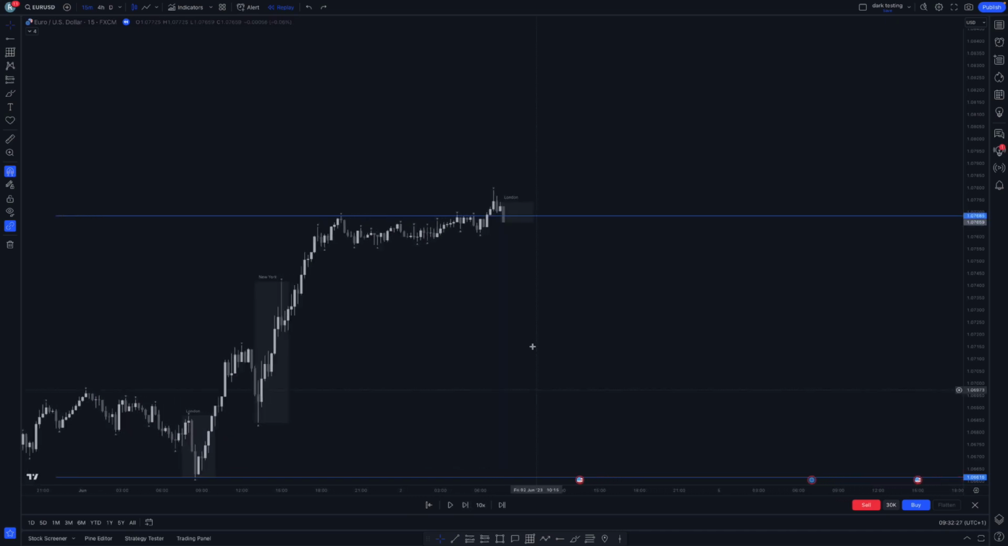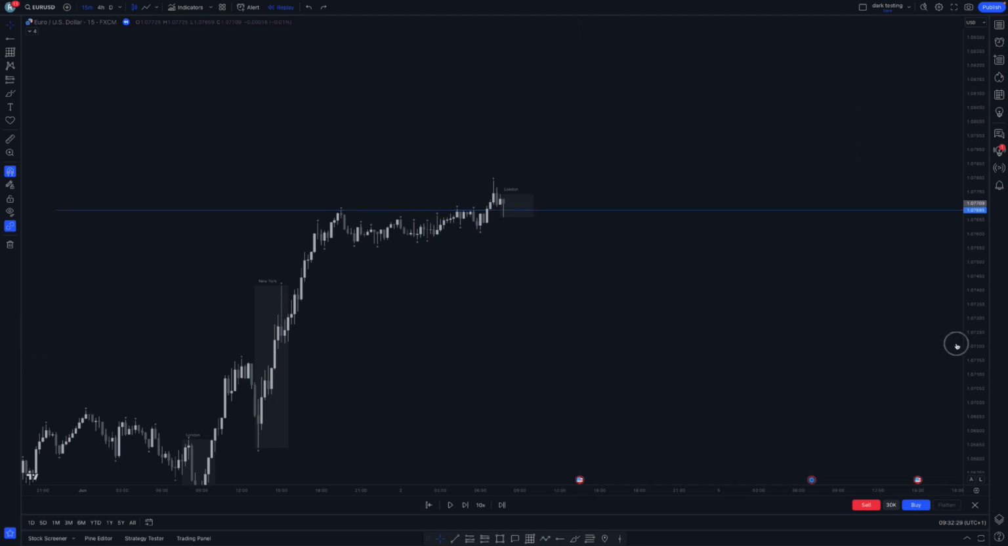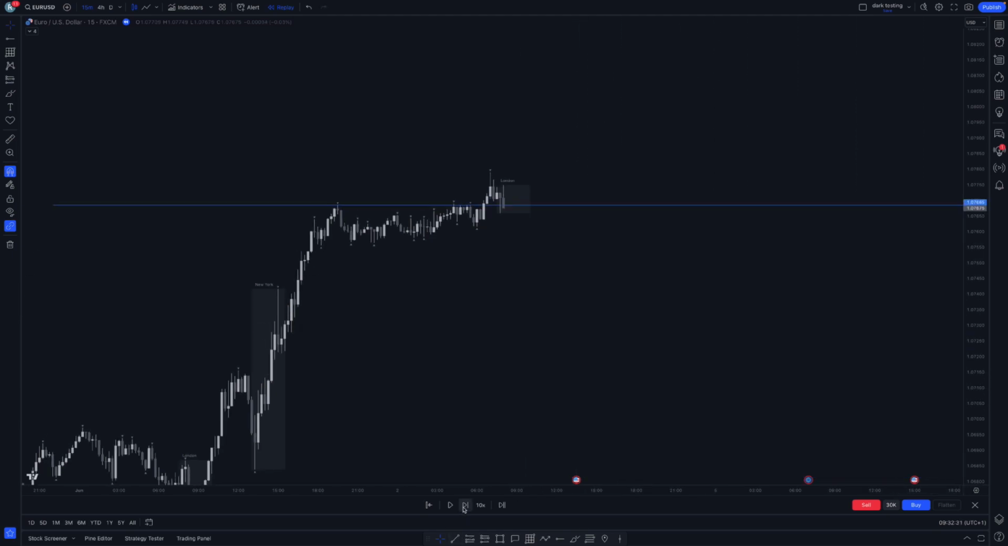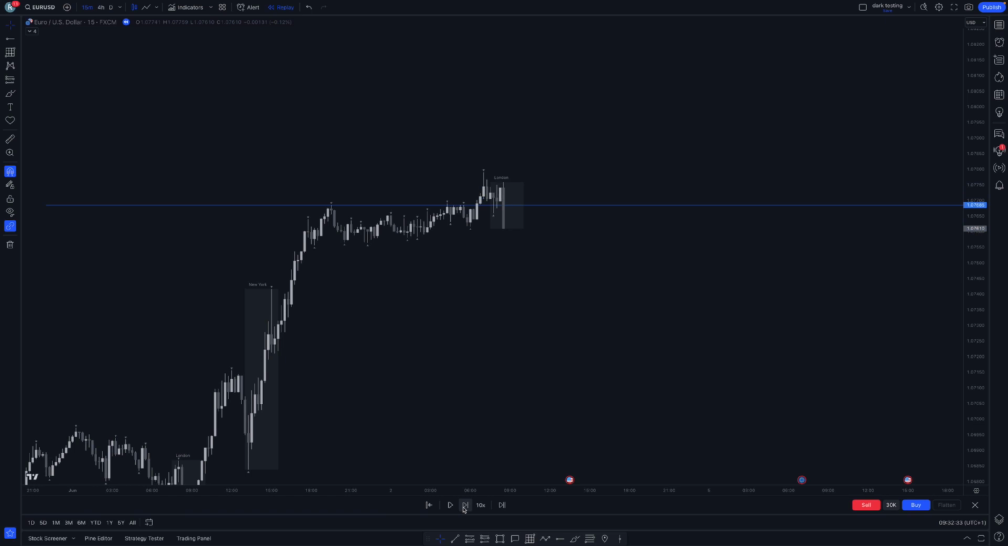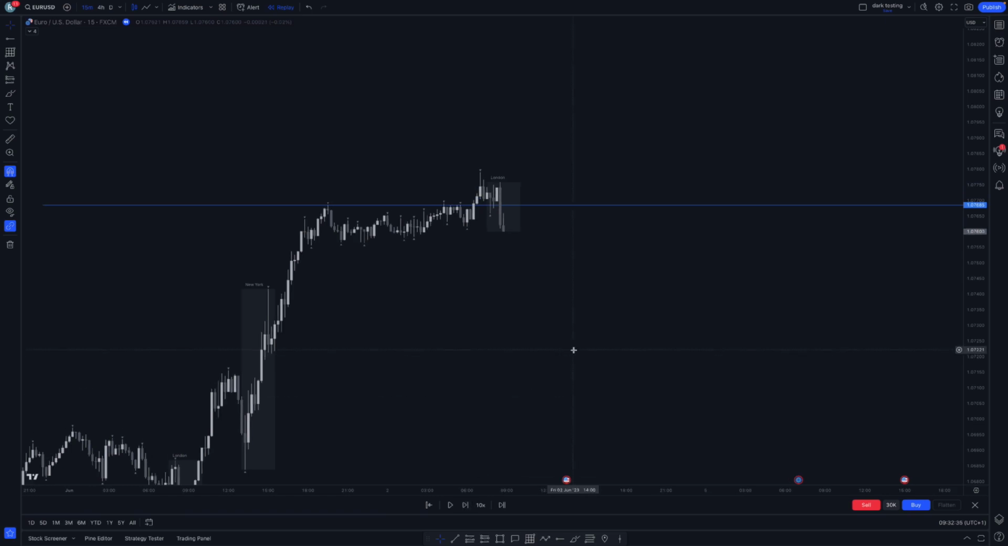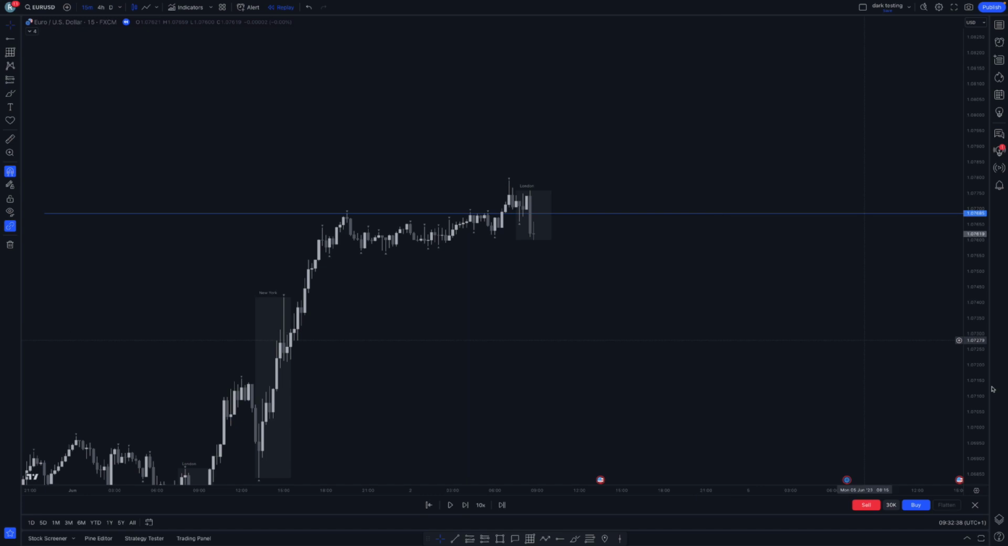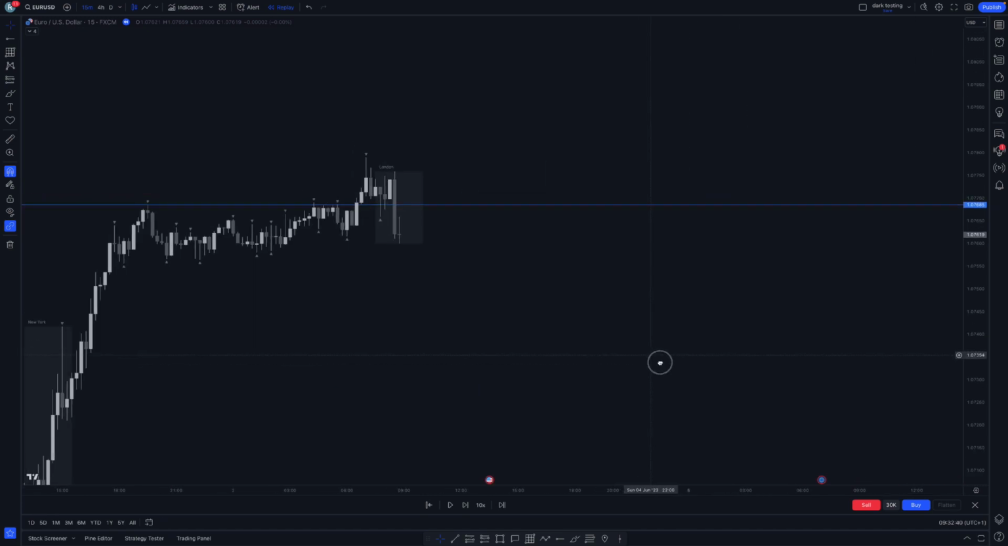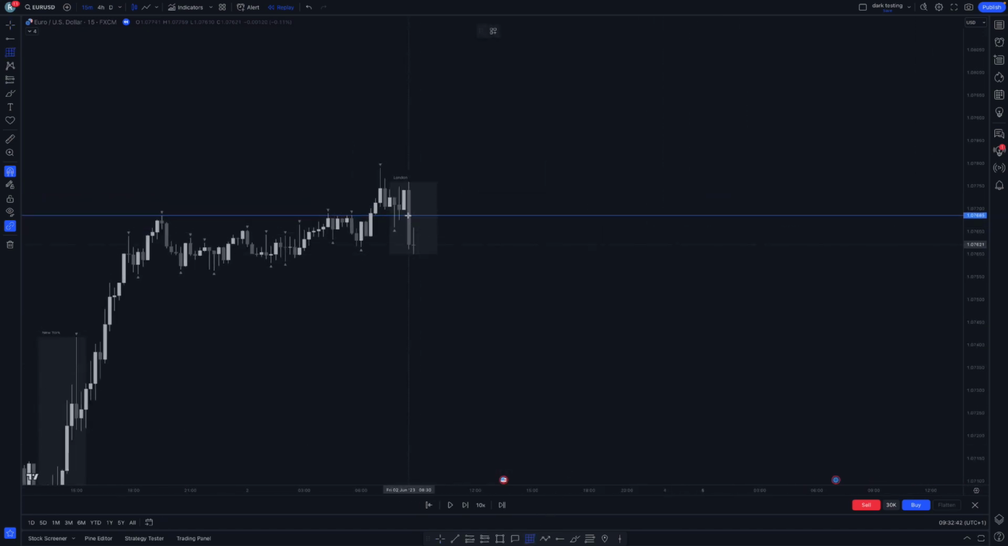So we do come higher, and then we start coming lower, and we do get displacement to the downside. So this is what we are looking for, and this is our setup. We get a fair value gap between this candle and this candle. And for me personally, the majority of the time I like to enter at the EQ of the FVG, just to give me a little bit of a smaller stop loss.